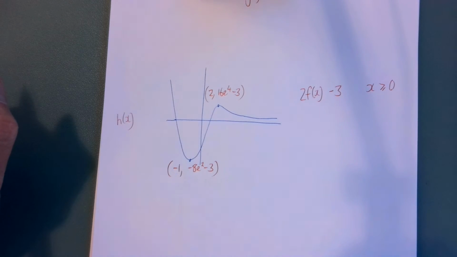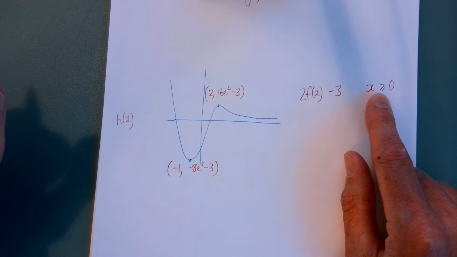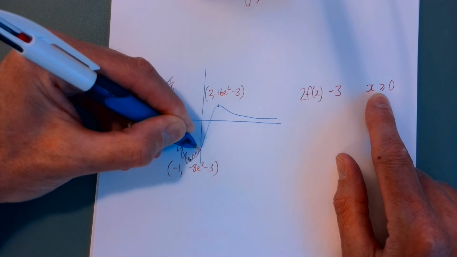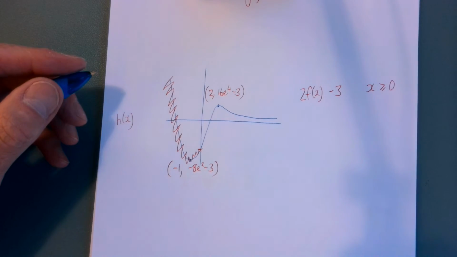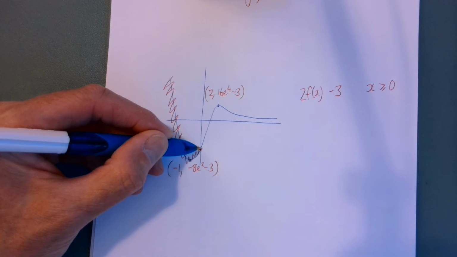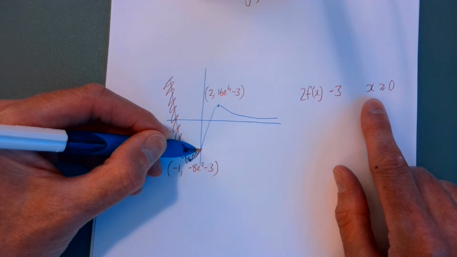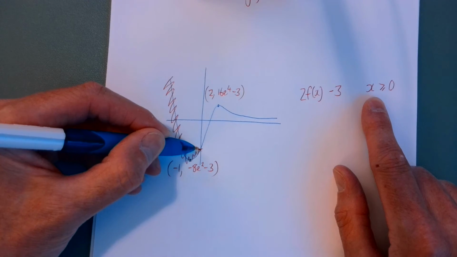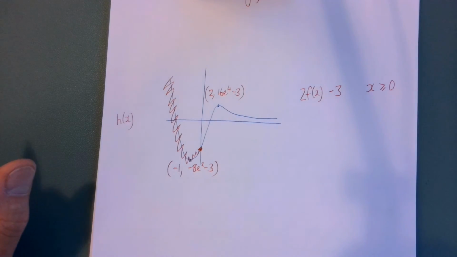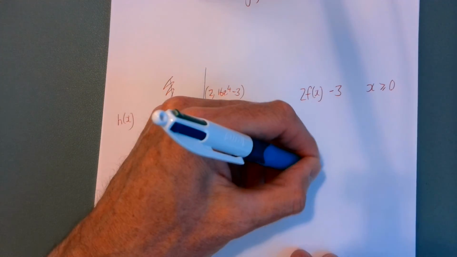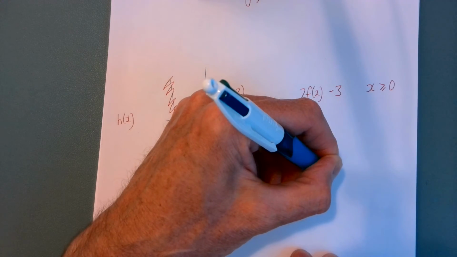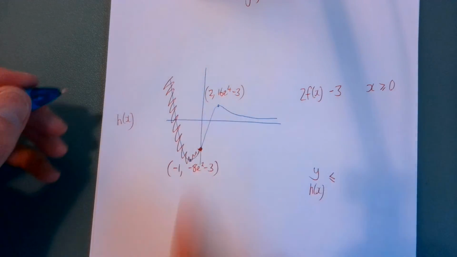But we're told something else about h of x. X can only be greater than or equal to 0. So this part of the graph no longer exists. So now the range of this function, well, we know it never goes above that value there, but there's a lower limit now because we're only putting values that are greater than or equal to 0 in. So I need to work out that y value there. So I've got the full range of y values. I can either use y or h of x. I've got my upper limit.